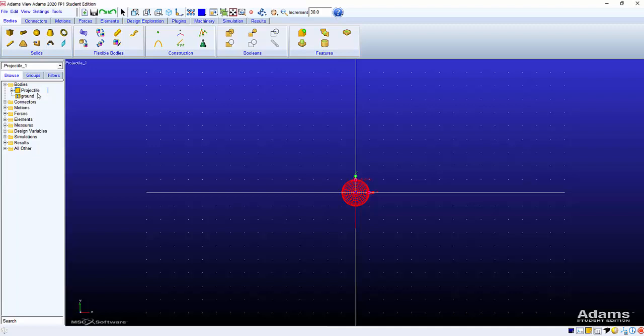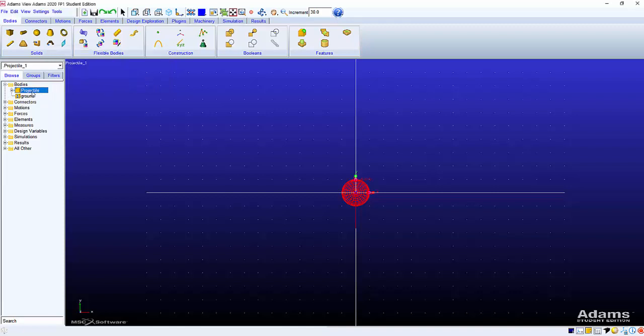So this is the projectile, and you need to hit enter in order to apply these changes. The other way to rename: if you right click and select rename, it will open this window for you. Over here you can put the new names that you wish and click OK. It will apply the new changes and close this window for you.